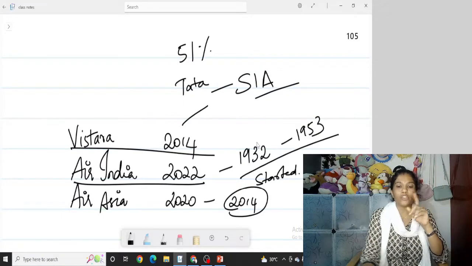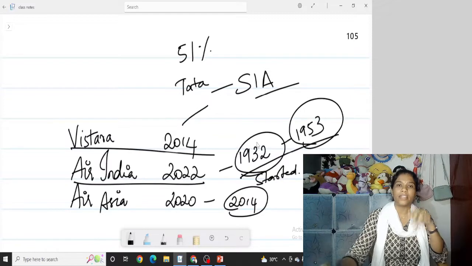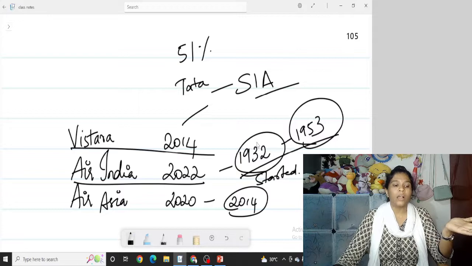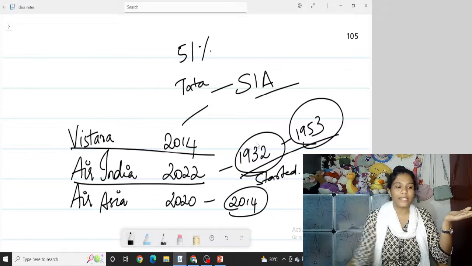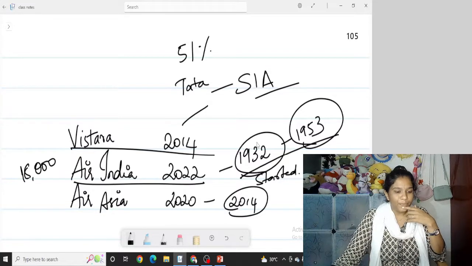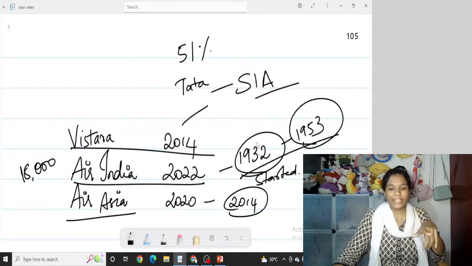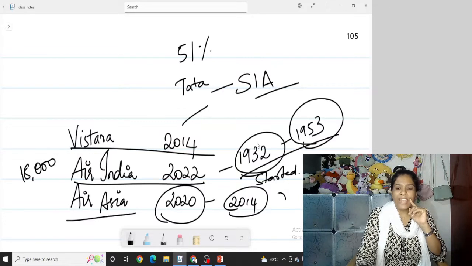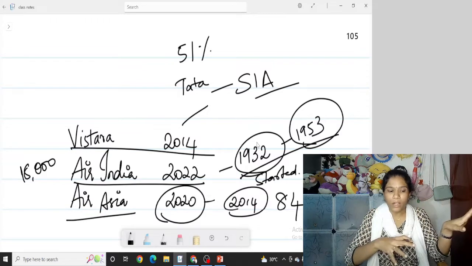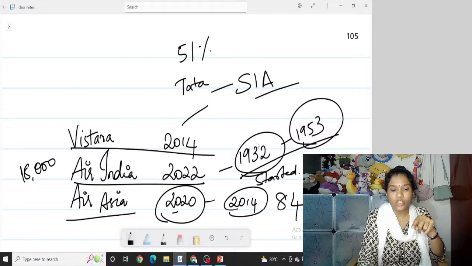Air India was launched in the year 1932 and then in 1953 it was nationalized. Then again in 2022, the Modi government sold Air India to Tata Group for an estimated, disclosed amount of 18,000 crore, with 3,500 crores of cash component and the balance in debt assumption. And Air Asia was started in the year 2014, and 84% of shareholding in Air Asia was taken over by Tata Group in the year 2020.